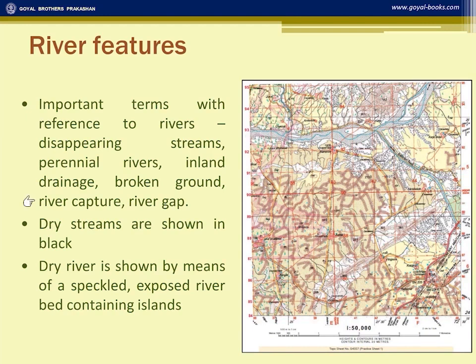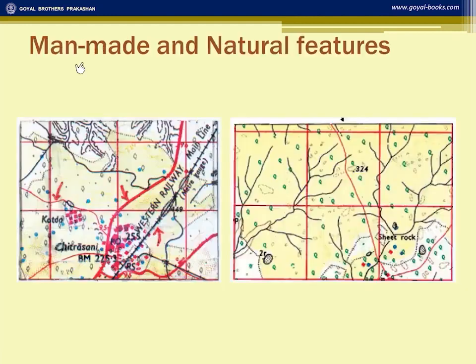River capture and river gap. This is one of the reasons when sometimes it's connected with river erosion but may not be seen in this dry region. Dry streams are all shown in black. See, all these rivers are dry and they are shown in black. That means that this whole area gets seasonal rainfall.